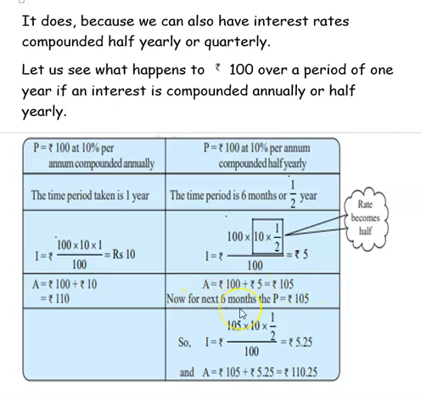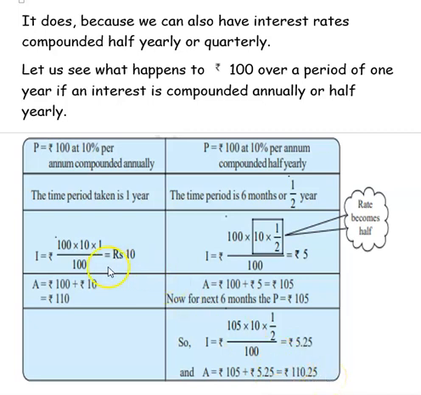Now for the next 6 months, the second half of the year, the principal will be ₹105. So the interest will be principal 105 into rate 10% into, now we are going to calculate for the second 6 months, so number of years will be half, divided by 100. Now if you simplify this, you will get the interest as ₹5.25. Now the total amount: the principal in the second part is 105 plus the interest ₹5.25. If you add this, you will get 110.25.